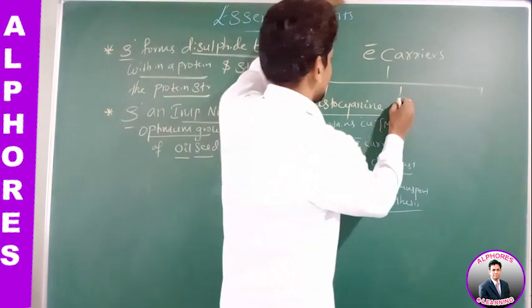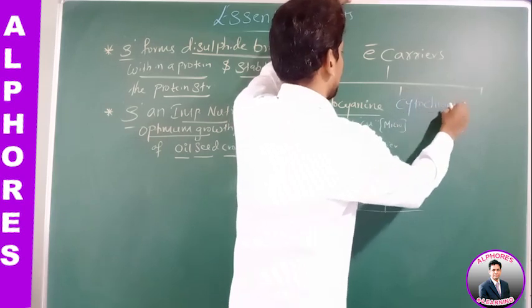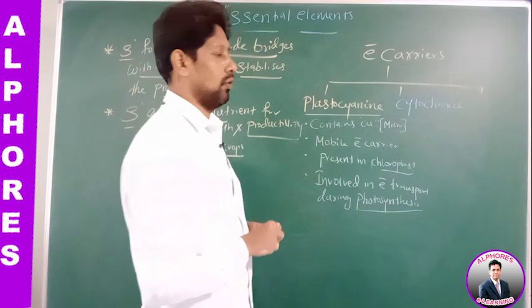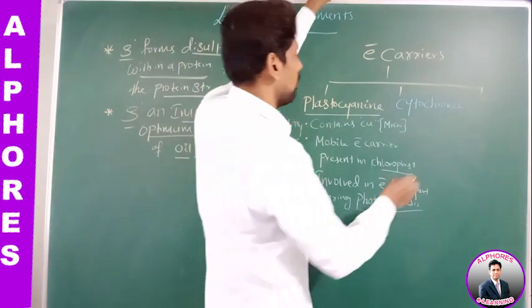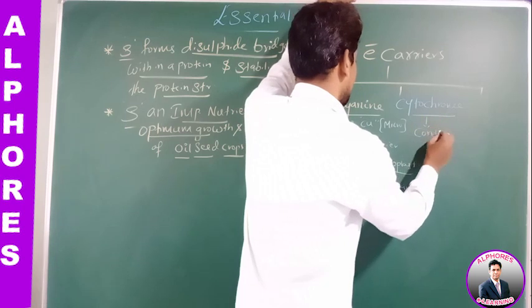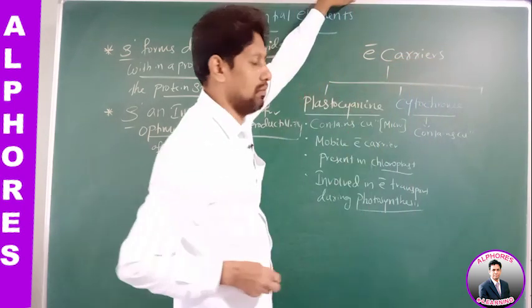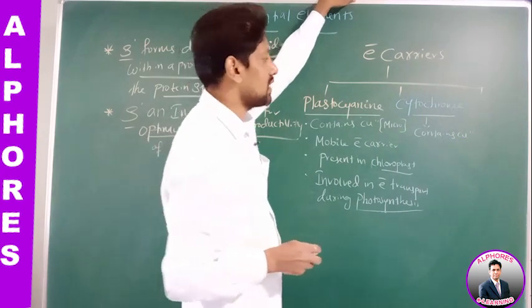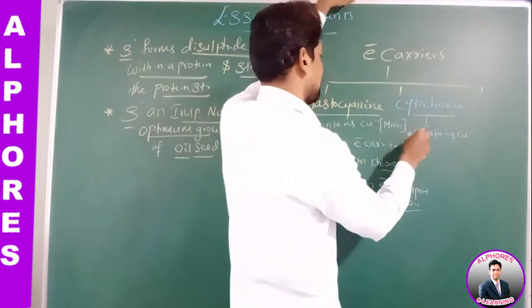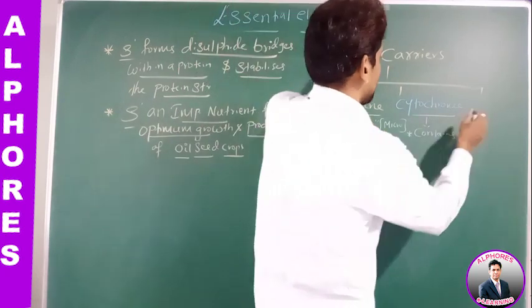What is it? Cytochrome. This cytochrome contains copper. What does it contain? It contains copper. Okay, right. Go for the next one.